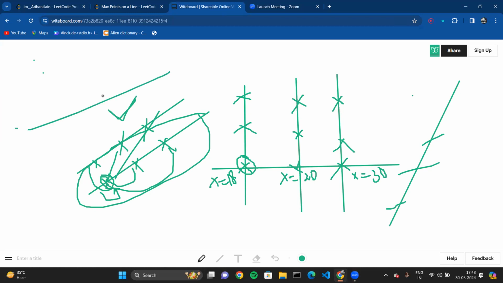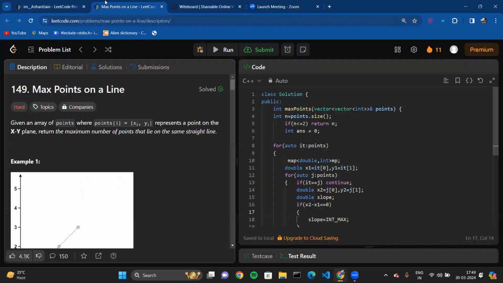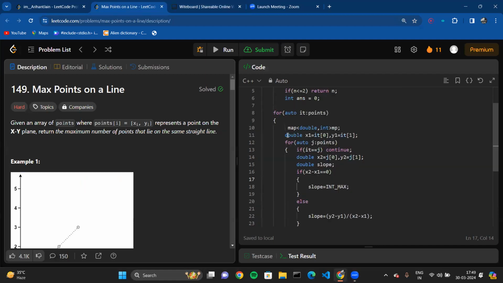Okay, so if in a line there are 3 points, then that slope will be repeated 2 times. So we will have our answer plus 1. Yeah, it is the same case. These are also parallel lines where x2 minus x1 is 0. So if I show the code, yeah.